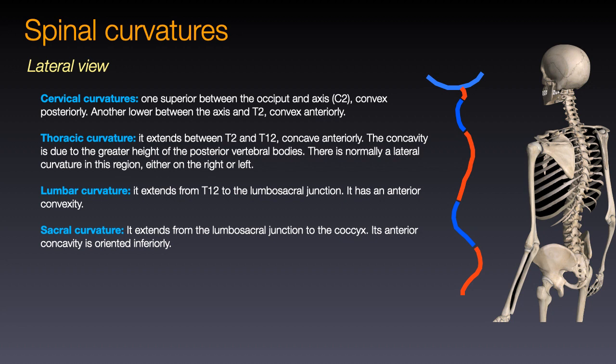Then we have the thoracic curvature that is again convex posteriorly. This is possible because of a greater posterior height of the vertebral bodies between T2 and T12. This section tends to have also a slight lateral curvature. Then we have the anteriorly convex curvature between T12, which is the last thoracic, and the junction of L5 with the sacrum. And finally, the sacrum and the coccyx form an anterior concavity.